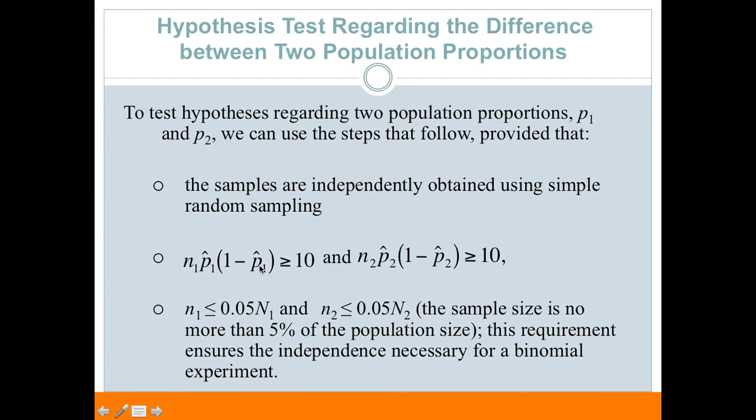has to be true for each of our population proportions. n1 times p1 hat times 1 minus p1 hat has to at least be 10, and the same is true for the second population proportion as well. And then the same thing has to be true in terms of independence. We can't take more than 5% for either of our populations.